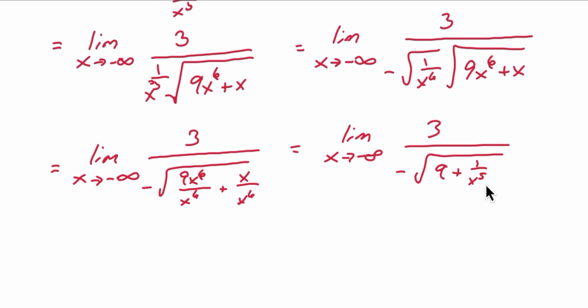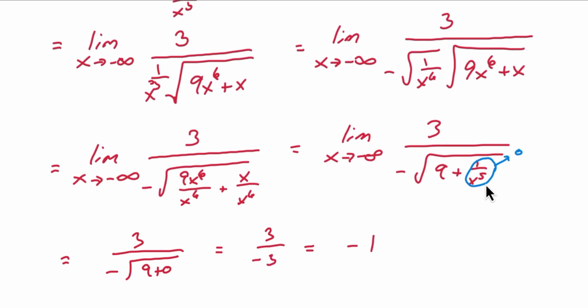This denominator is getting very large, negative. So even though it's a negative denominator, it's still going to 0, approaching 0. So we have 3 over negative square root of 9 plus 0. That's 3 over negative 3, or negative 1.